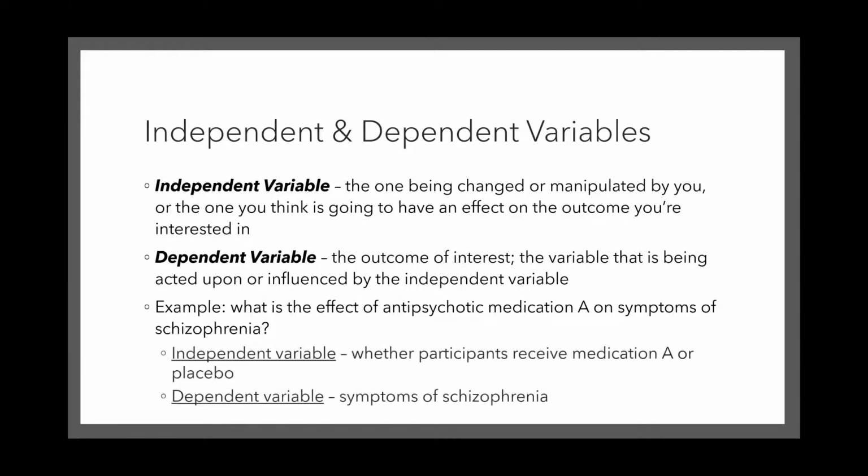Okay, so it is a true experiment because you as the researcher are potentially randomly assigning your participants to either group 1, which is receiving the medication, or group 2, which is receiving a placebo. So you are manipulating that actively yourself. And the independent variable is whether participants are receiving the medication or a placebo, and the dependent variable is the symptoms of schizophrenia that you're observing in participants.